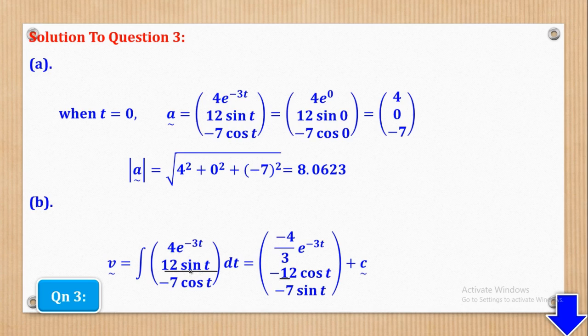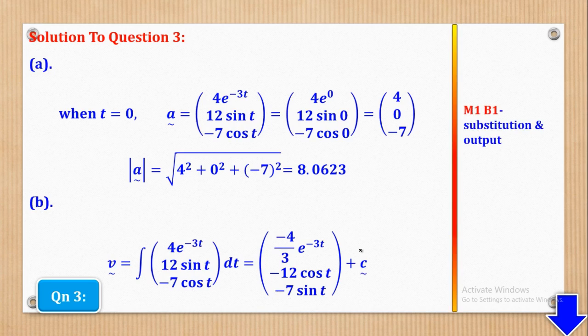Then when I integrate sine, I come up with negative cos. That is why the negative is here and there is cos there. Then for the last part, when I differentiate the angle, I come up with 1, so it remains negative 7, which is there. Then when I integrate cos, I come up with positive sine. That's why you see negative 7 sine t. Then don't forget the constant of integration.